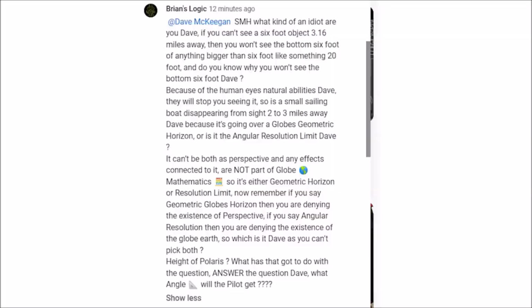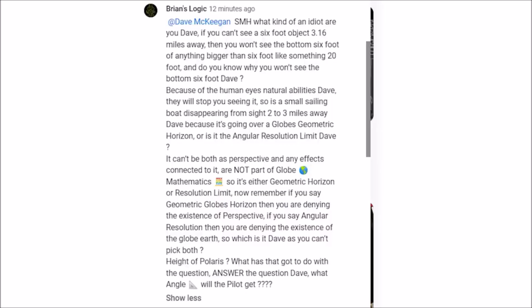We can't see a 6-foot object 3 miles away, so therefore we can't see the bottom 6 foot of any object 3 miles away. But his reason for that was that it had to be either due to perspective or due to the globe horizon. That it can't be both. That objects can't appear to both get smaller and smaller as they get further away, but then also be blocked by the physical curvature of Earth.